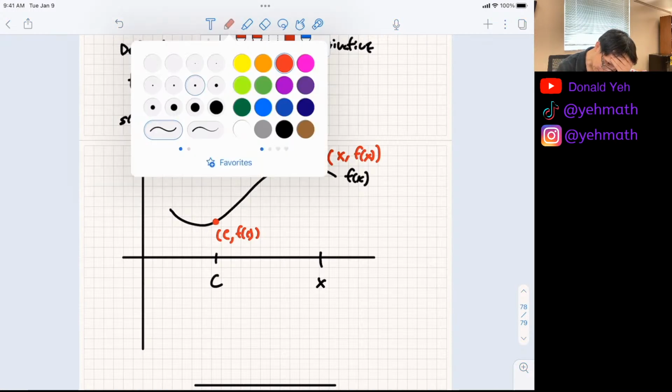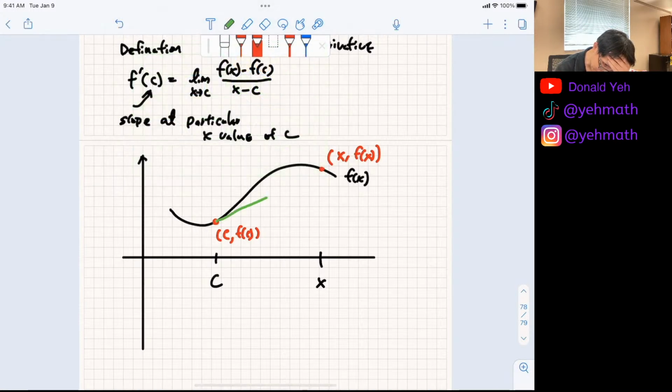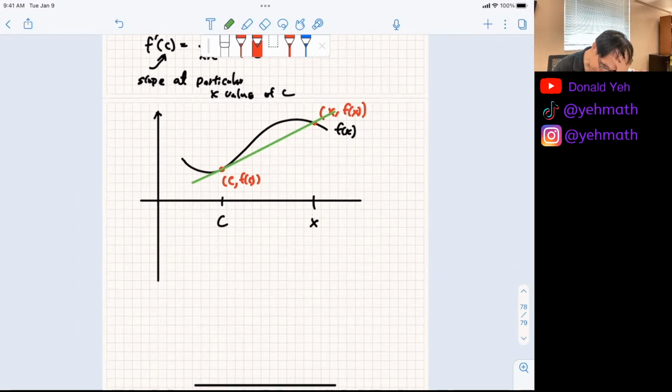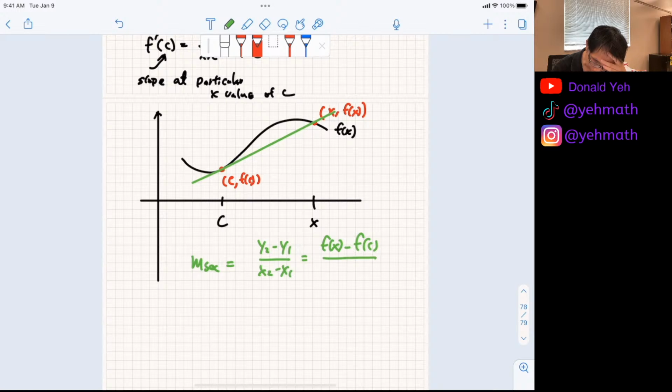Now between those two points, I'm going to draw a line. This is the slope of the secant, the secant between two points. Now how do I find the slope of the secant? M secant is equal to y2 minus y1 over x2 minus x1, which is f of x minus f of c over x minus c.